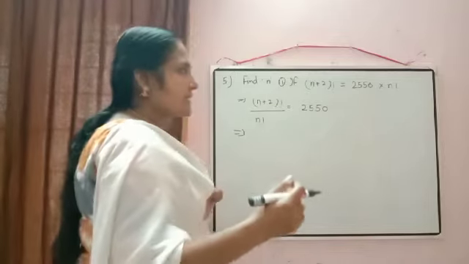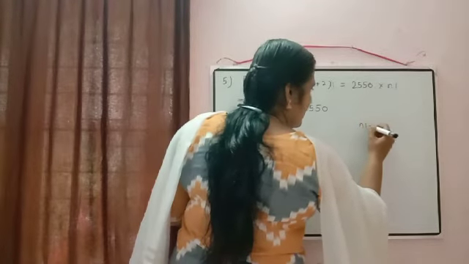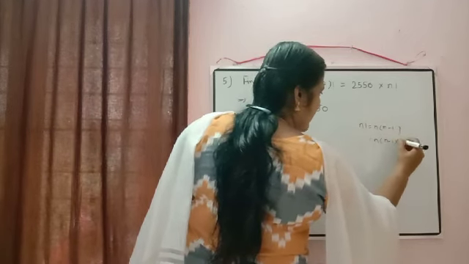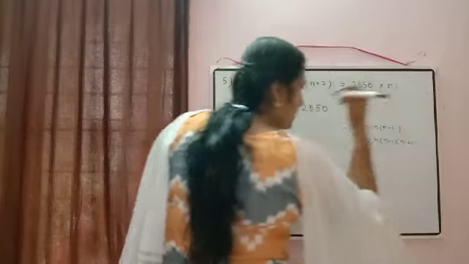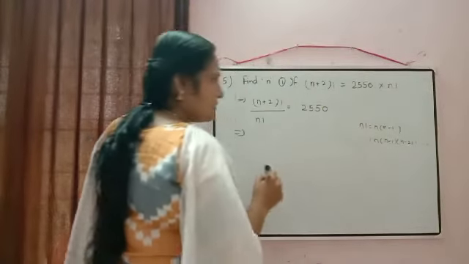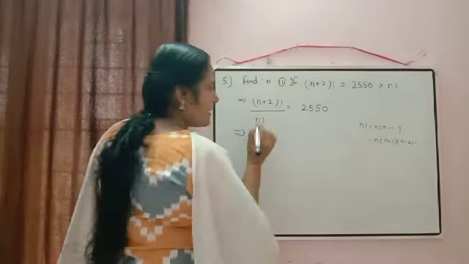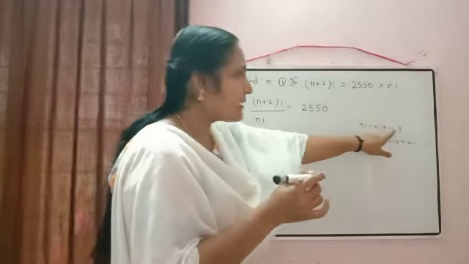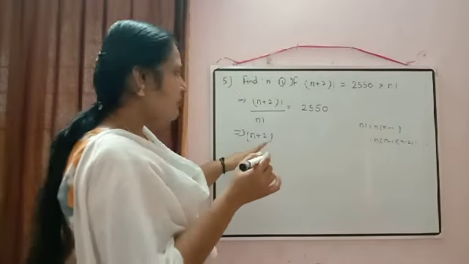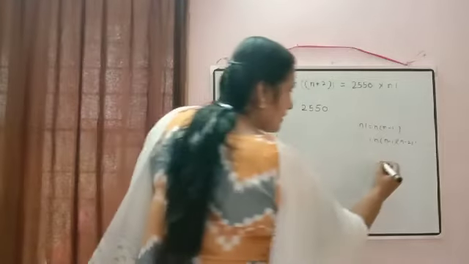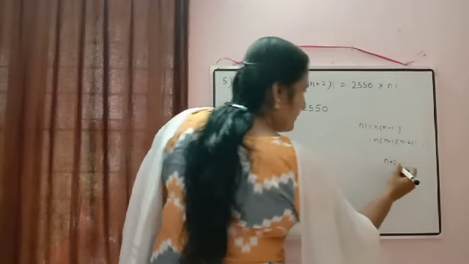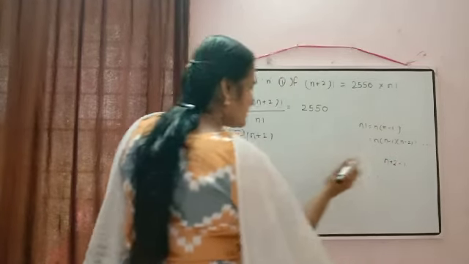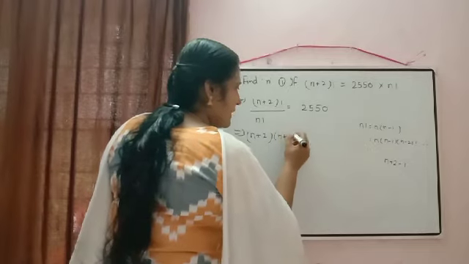Now we are going to use the same concept: n factorial can be written as n into n minus 1 factorial. It can be written as n minus 1 into n minus 2 factorial. It will go on continuing. So according to that concept, first n plus 2 only will come. Now we have to subtract 1 from n. Here in place of n we have n plus 2, so we subtract 1 from n plus 2. Then we will get n plus 1. So the next one will be n plus 1.